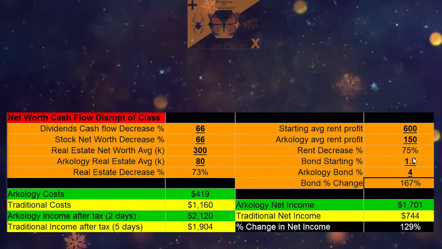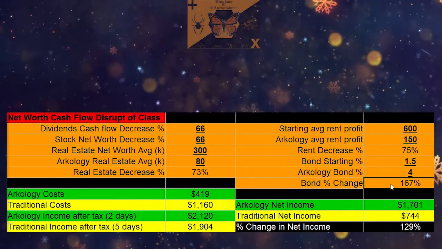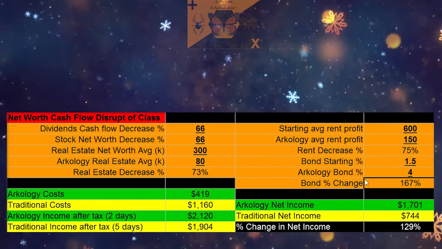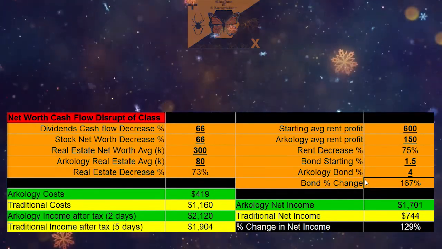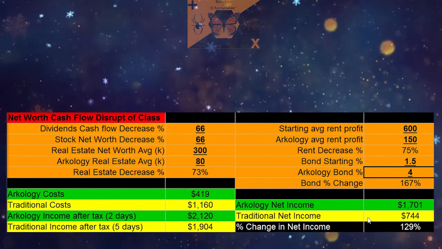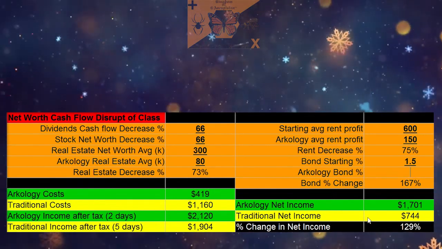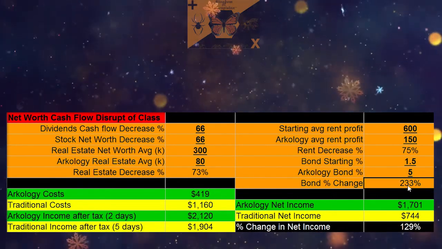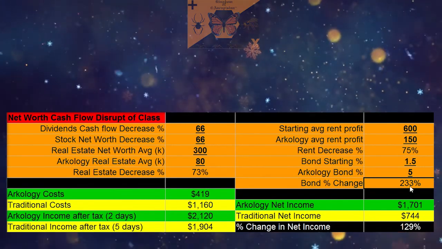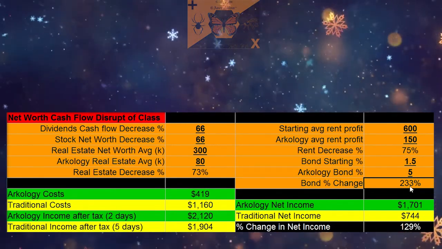So really, really strong numbers for bonds, which is beautiful because I love bonds. I'm all about bonds. And if this, let's say, demand is a little bit low at 4%, I don't want to do this, but let's say I had to, 5%, 233% increase over the bonds that we are currently paying.